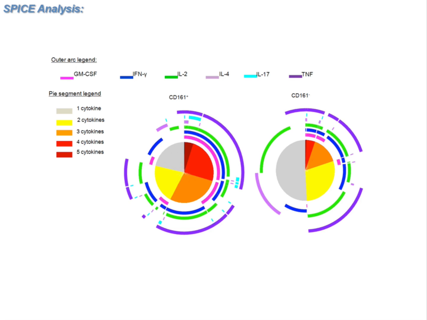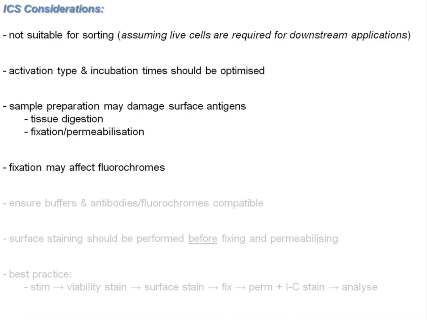So some of the considerations that we need to think about, maybe that's worth mentioning in cytokine staining. Firstly, and maybe it doesn't need to be said, but it's not suitable for traditional sorting. That's assuming that you want to sort. Usually we do cell sorting because we want to work with live cells. We want to do downstream live cell applications. The technique of intracellular cytokine staining by default kills the cells because we're fixing and permeabilizing the cells, so they're no longer viable.